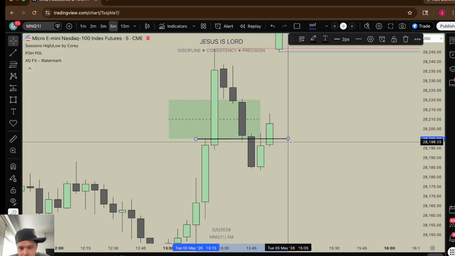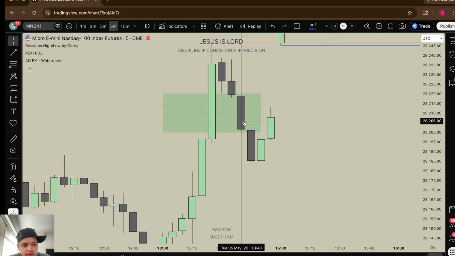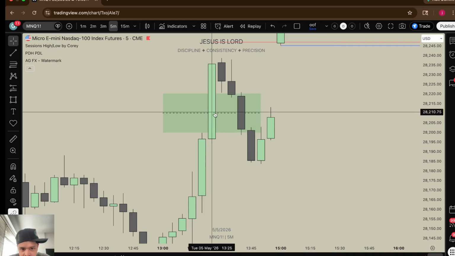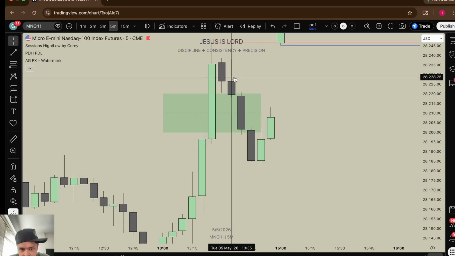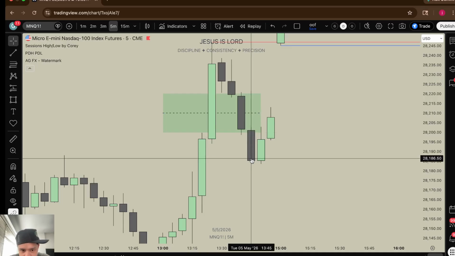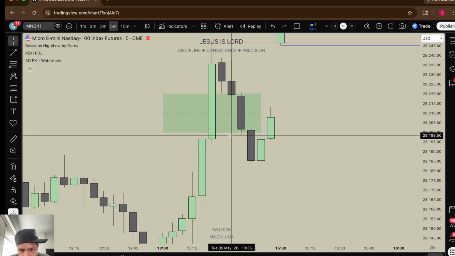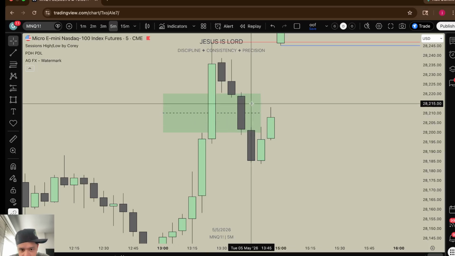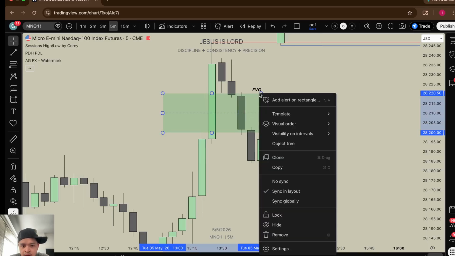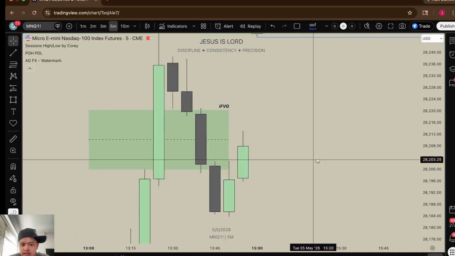Did you guys catch that? I'm going to repeat it over and over again until you guys understand. An inversion fair value gap is when this bullish fair value gap gets run through, meaning the opposite candle, in this case bearish, closes here. This candle closes below this fair value gap. Why is that important, guys? Listen closely. This is really, really crucial.